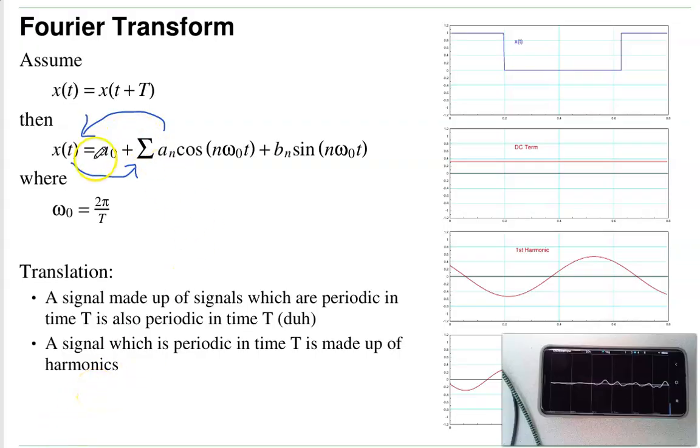That's the Fourier transform. Equals is a really powerful symbol. It means these two sides are identical. Periodic waveforms create a periodic waveform. If x is periodic, it has harmonics.